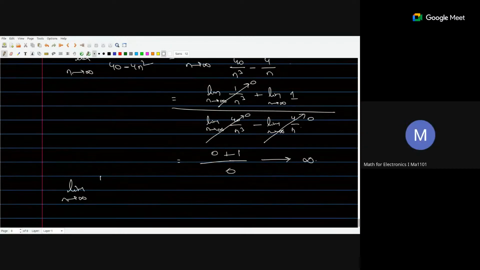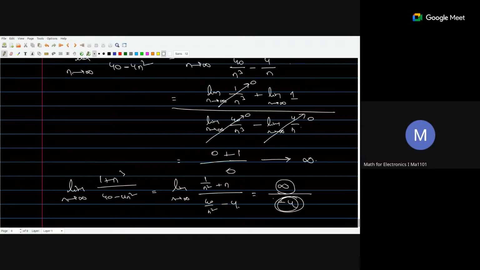Limit n tends to infinity 1 plus n cube divided by 40 minus 4n square. If I divide it by n square, then I am going to get limit n tends to infinity 1 by n square plus n, divided by 40 by n square minus 4. This will be equal to: the upper part, 1 by n square will go to 0 and n will go to infinity. The above will go to infinity, but the below, 0 minus 4, will go to minus 4. So it's just a negative value. The numerator is a positive value divided by some negative value. Overall, it will be a negative value, right?